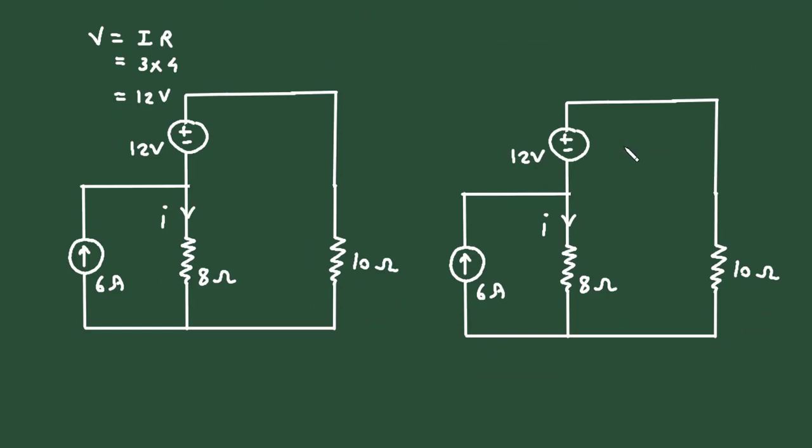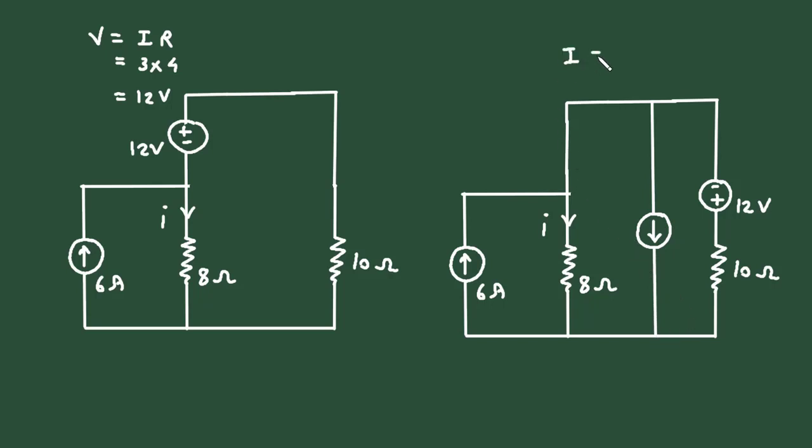When we convert this voltage source to current source, it will be in parallel with this 10 ohm. So it will be like this. And the direction will be downward, because if we redraw this voltage source, it will be positive here and negative here. It is of 12 volt. Now when we make a current source, its direction will be downward.